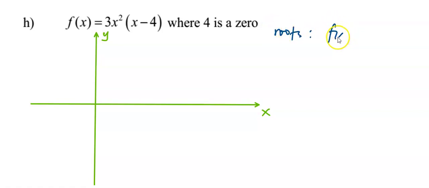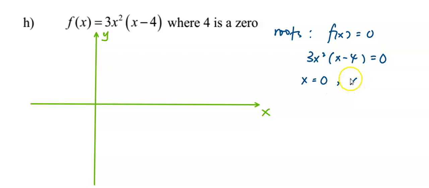Okay, let f(x) equal 0. And we get 3x squared (x minus 4) equals 0. From here, we solve this equation. We get x equals 0, x equals 4. Meaning that these two values are the roots of the graph.